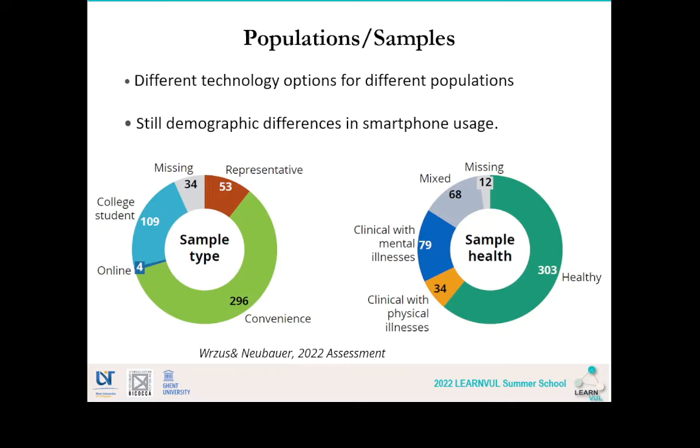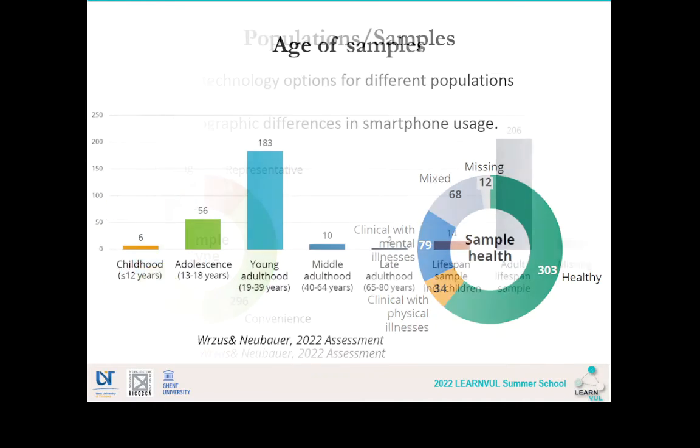In terms of the kinds of studies, you can see that most of them were on healthy populations, but also on clinical populations. I would say these are the two big samples, although the healthy is also the easiest to get.